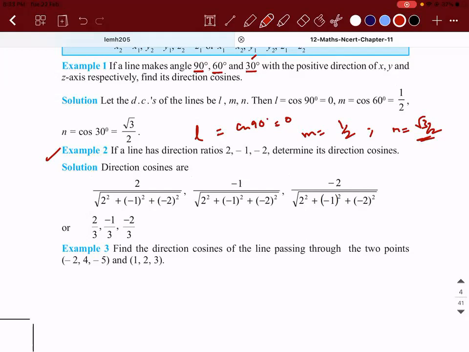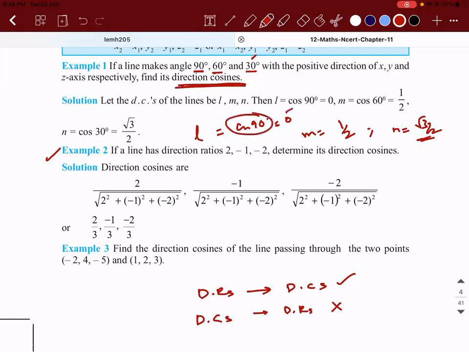So what is the logic? Direction ratios are given, you can find direction cosines. Yes, possible. Direction cosines are there and direction ratios are asked, not possible. Sir, then 0, 1/2 and root 3/2 are direction cosines, sir? Yeah, they're direction cosines now. That's what the question asked, no?